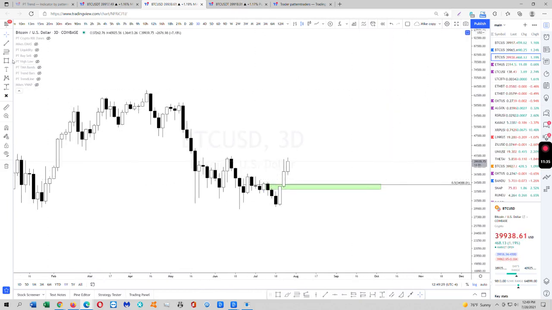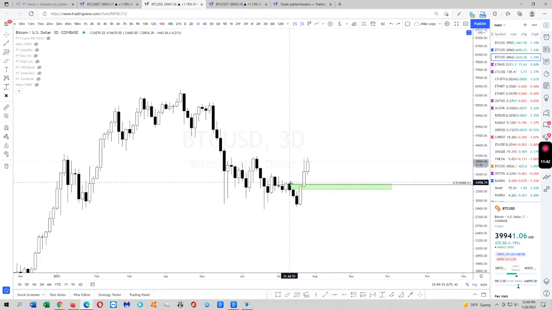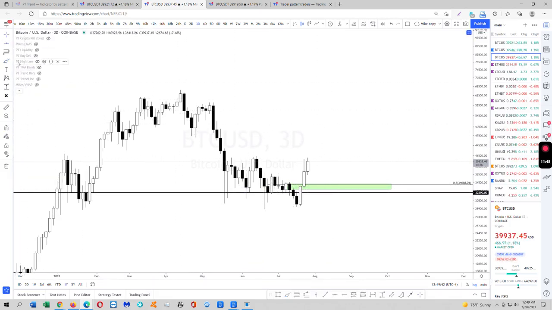Now, can we get a wick under here? Yeah, of course. Can you do this and then go up? Yeah, for sure. But this is a valid area. It's not going to break. You're not going to break this with ease. Take your horizontal line, put it here. That's what we're looking at. This is your deviation.